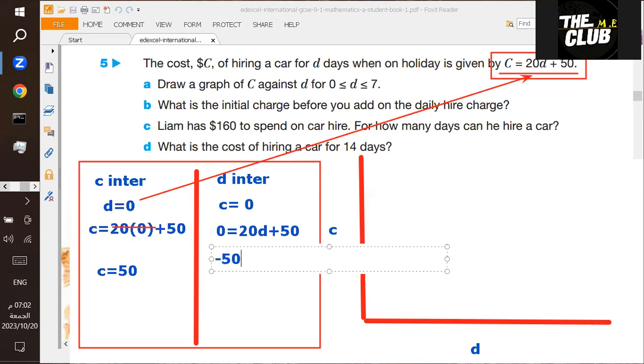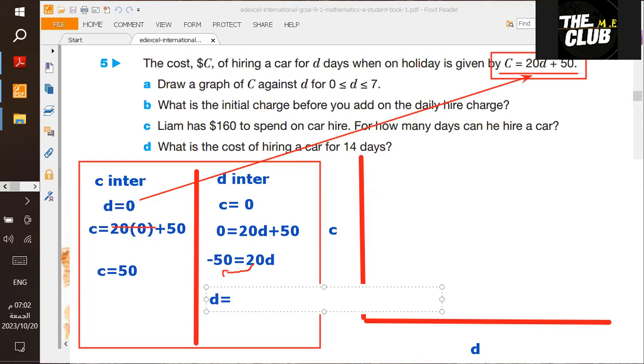Yes, I think we have time for this. I took 50 to this side, so minus 50 equals 20D. And then I need D alone, so I'm going to take the 20 to the other side, and here multiplied is going to be divided. معناها D equals what? D equals minus 50 divided by 20, تمام?